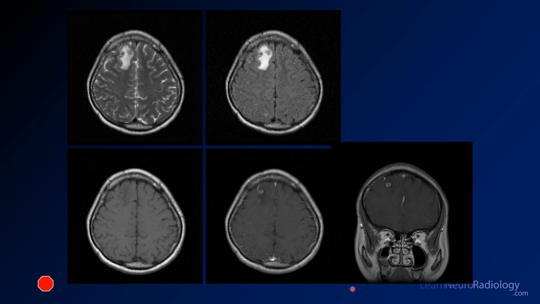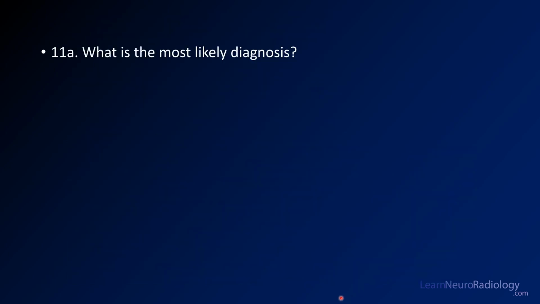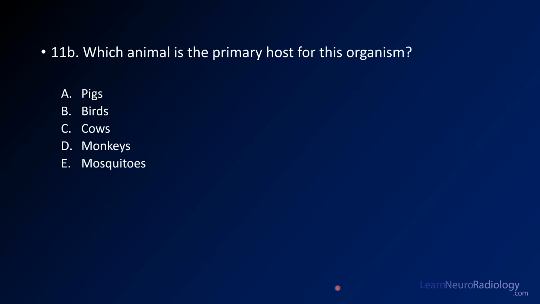Here we have some images from an MRI of the same patient. At the top left, you have a T2, then a FLAIR, pre and post contrast, and then a coronal post contrast here. So your question is, what is the most likely diagnosis? And then your second question is, what animal is the primary host for this organism? So this has kind of tipped you off that it's an infection.